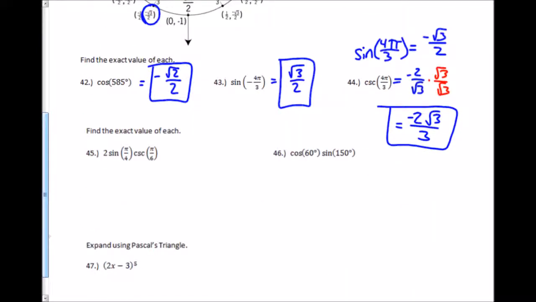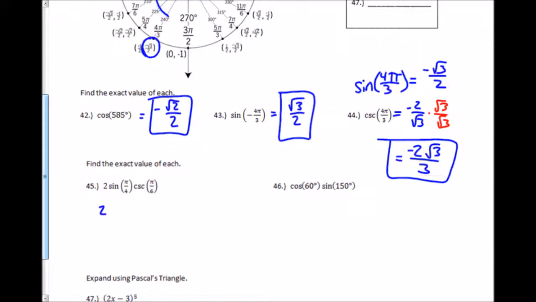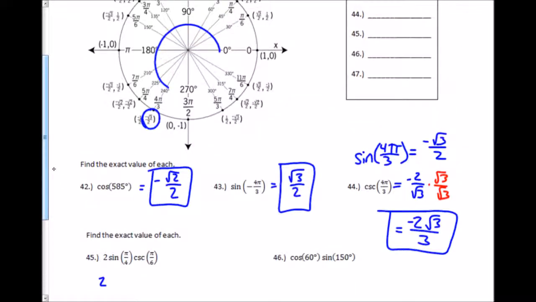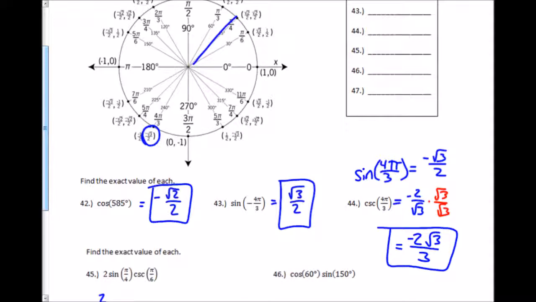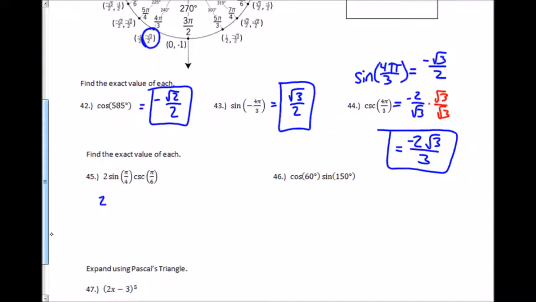If I look at the next one, again, I'm just plugging some of these values in. So it gives me 2 times the sine of pi over 4. So I go back up to my unit circle. I find pi over 4. And it looks like pi over 4 is right here. So my sine is root 2 over 2. So this becomes a root 2 over 2.